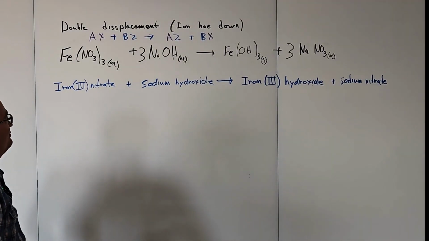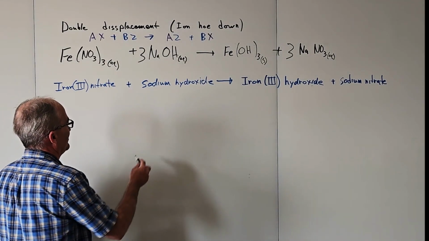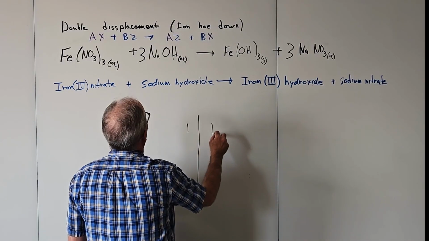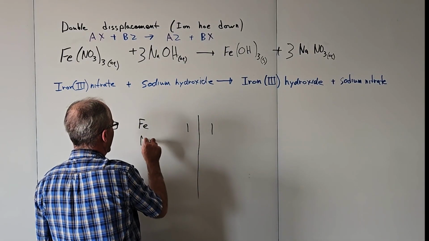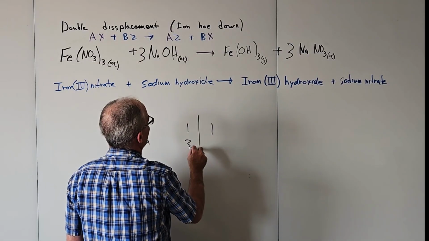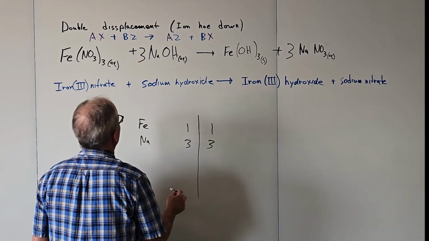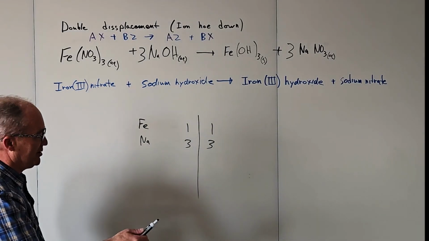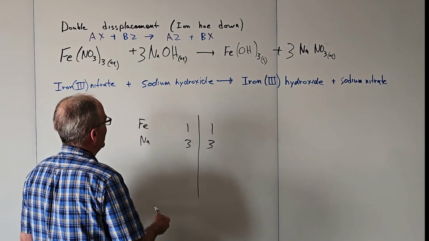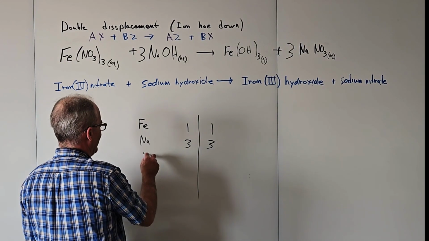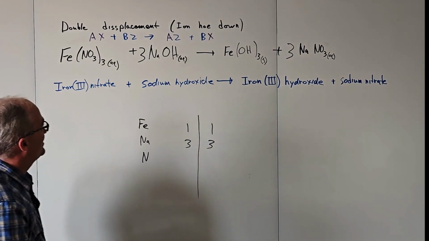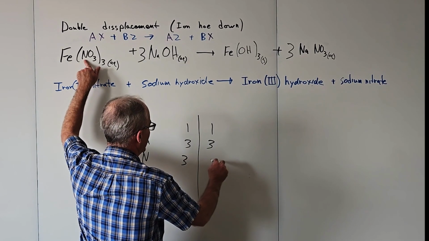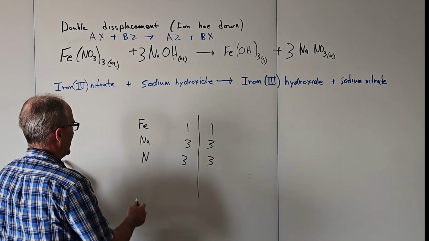All right, now we could balance every element. On each side of the arrow, I have 1 iron, 1 iron. Maybe that's not too exciting. I have 3 sodiums, 3 sodiums. Typically, if we do polyatomic ions as a whole, everything's worked out. For fun, I'm gonna just forget about that. How many nitrogens do I have on each side? Right, I have 3 nitrogen atoms, 3 nitrogen atoms.